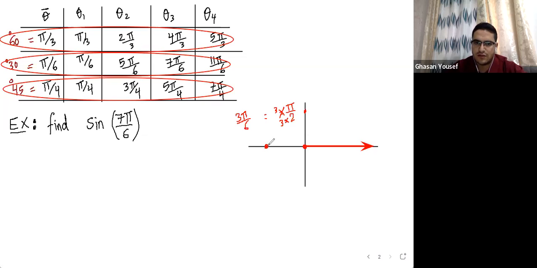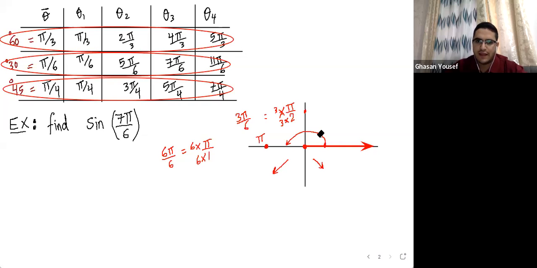So let's check if it's in the second quadrant. If I open the angle from this point to this point here, it is pi. And pi is actually pi over 1. Again, to make the denominator 6, you have to multiply both sides by 6. You're going to get 6 pi over 6. And 7 pi over 6 is still greater than this. 7 pi over 6 is greater than pi. So it's supposed to be in the third quadrant or the fourth quadrant.